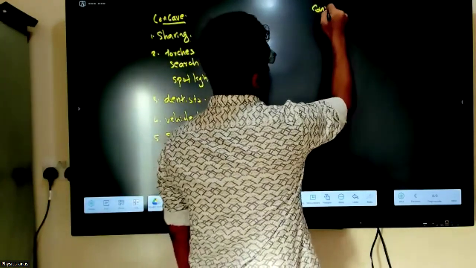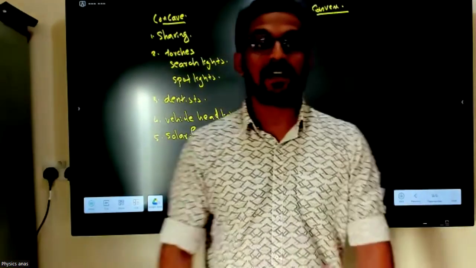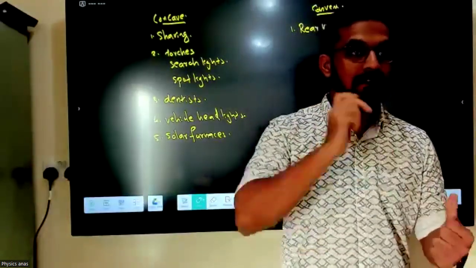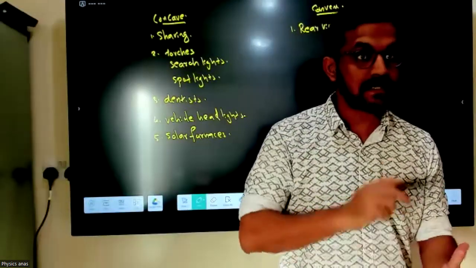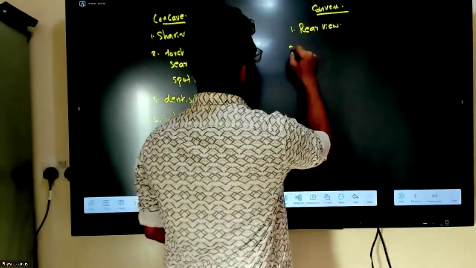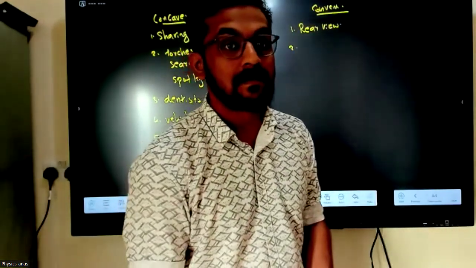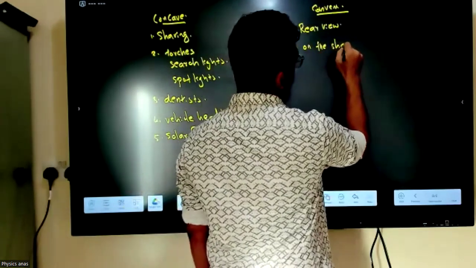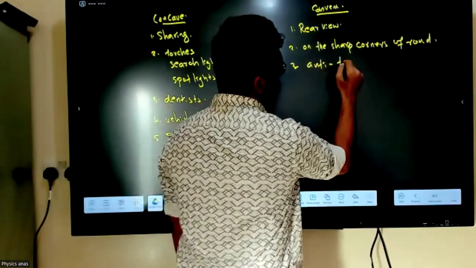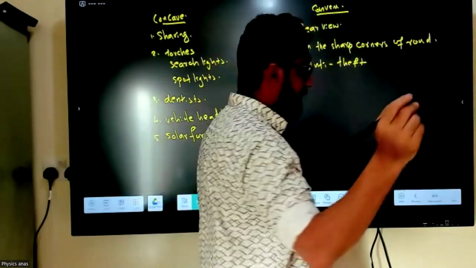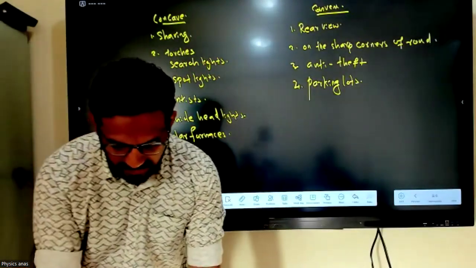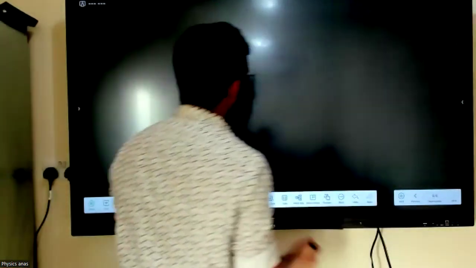That's concave mirror. And now convex mirror. Where can you use this convex mirror? Rear view mirror of vehicles, because it produces an erect, smaller image and a wider or larger field of view. Okay, that's the use. Can you give me another use? On the sharp corners of roads. Then anti-theft mirrors. Then parking lots. Good.